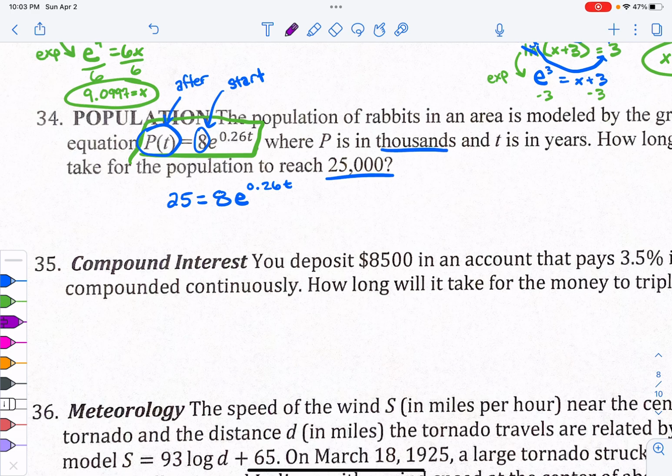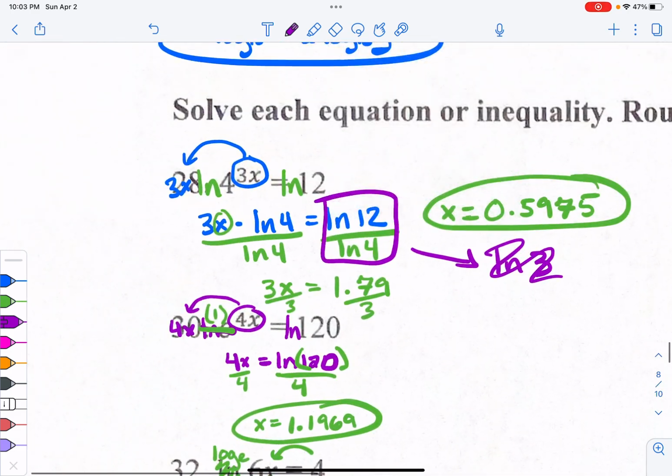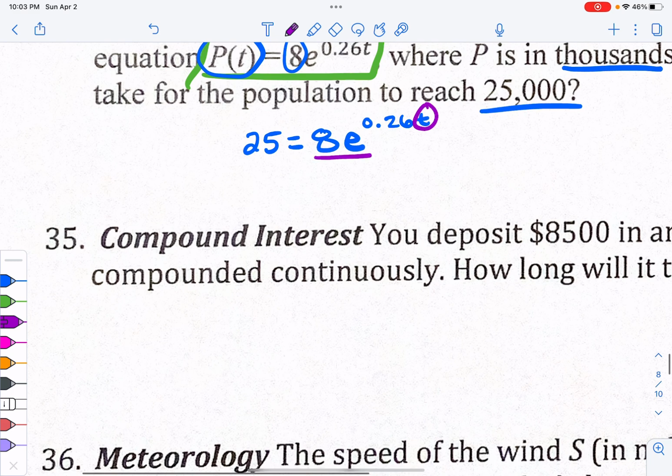Okay, so now we're just solving for T here, and we're working backwards. So kind of like what we did up here in like number 30. Okay, we have an exponential function. But first and foremost, I have to get rid of the 8. So I've got to divide the 8 over. Okay, and 25 divided by 8 is 3.125. So here's where I'm at now. 3.125 equals e to the 0.26 t power, okay?